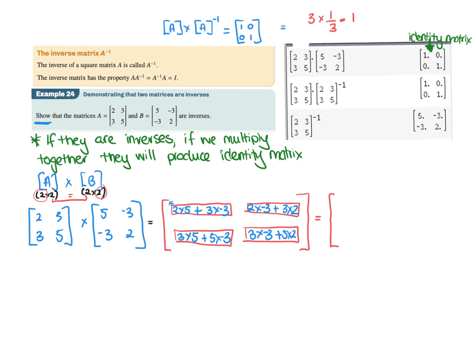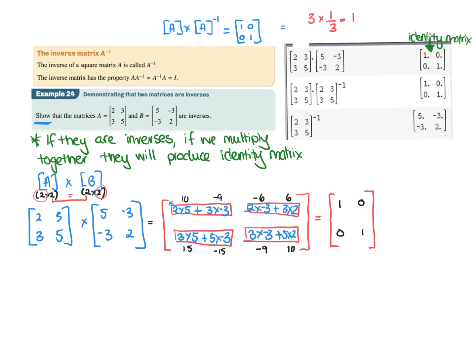Okay, so if we just wrote the numbers above those, we can see that would be 10 and that would be negative 9. So 10 minus 9 equals 1, and this is negative 6 plus 6, so I get a 0. Down here I get 15 minus 15, so that was a 0. And here I get negative 9 and a positive 10, so you end up with the 1. So I did end up with the identity matrix, so I have proved that they are the inverses. If you multiply them the other way, you will still get the identity matrix as well.